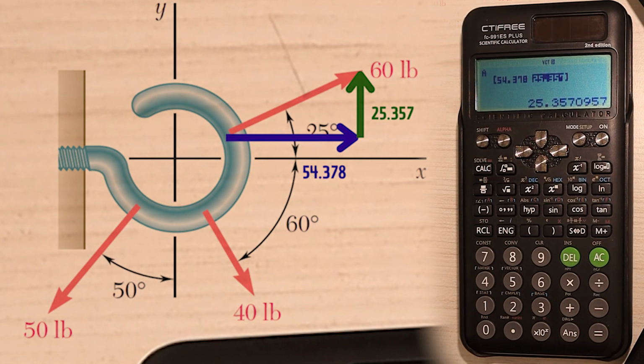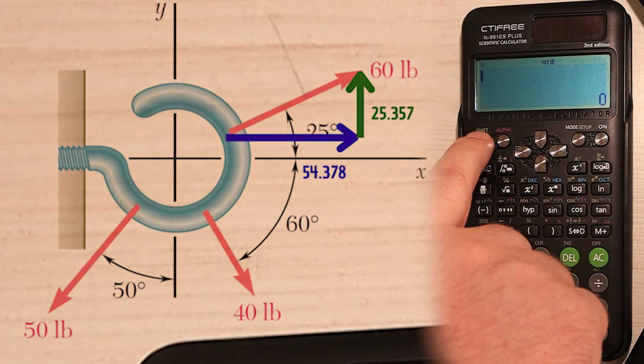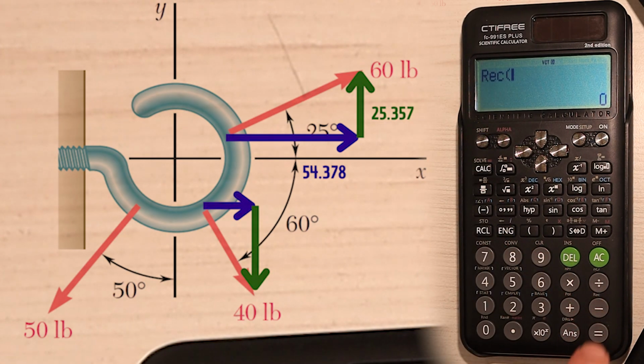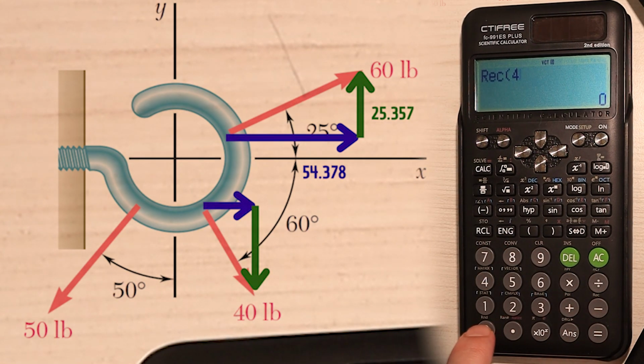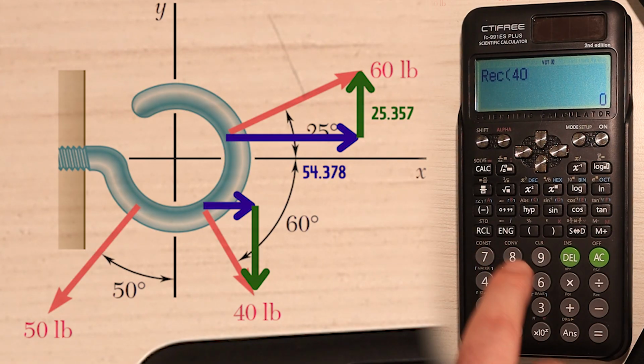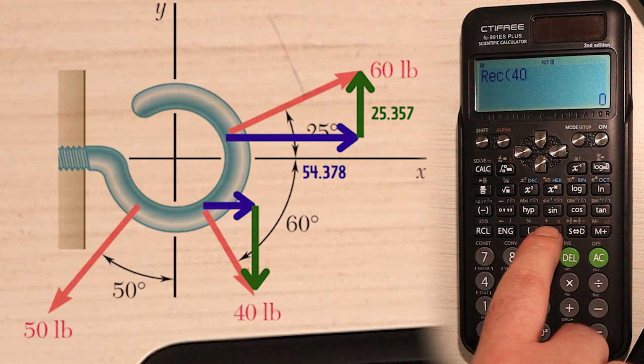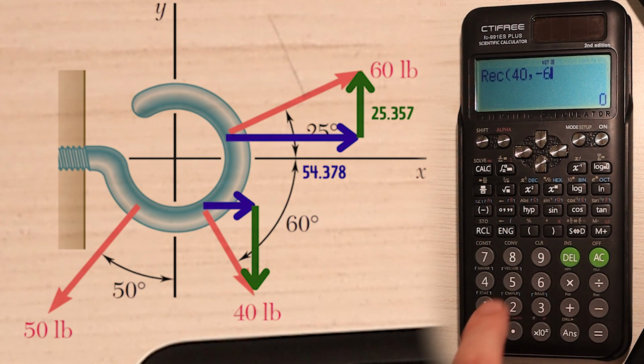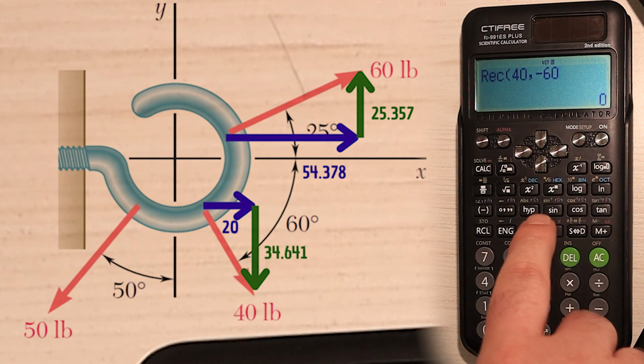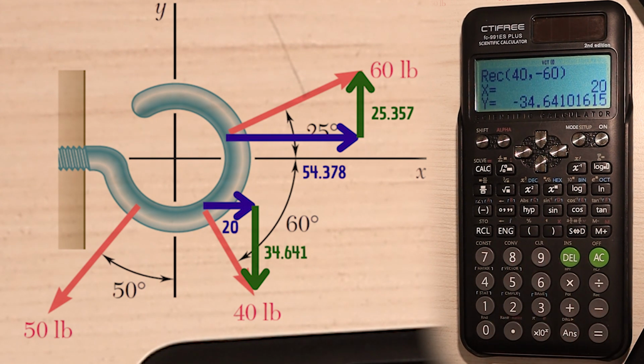The process is the same. We use rec to get the components. In this example, we use the negative 60-degree angle, considering the force's position. We could also have used the 300-degree angle, which is measured from the positive x-axis, and the result would be the same. Because we consider the angle this way, you can see that it gives us a negative y component.